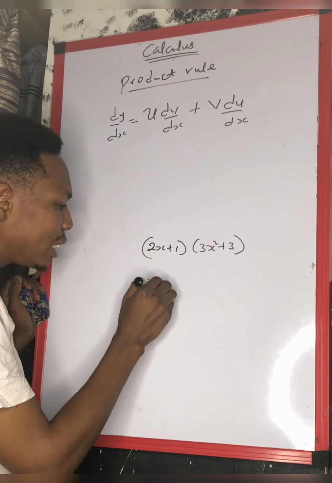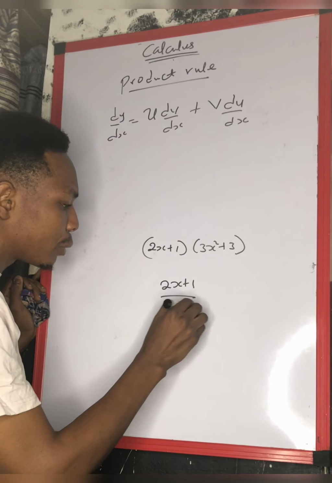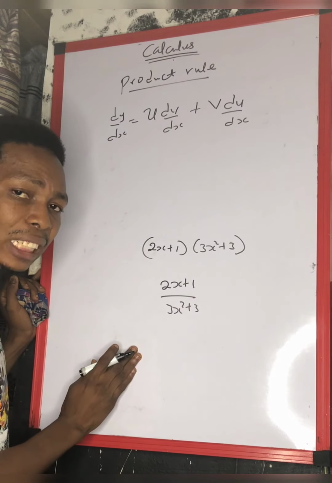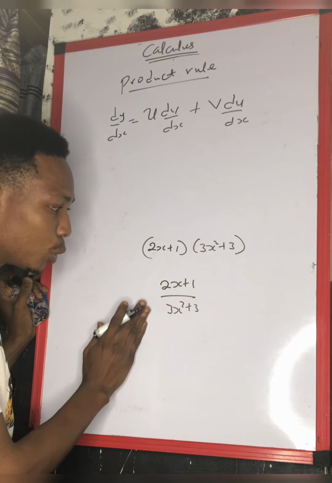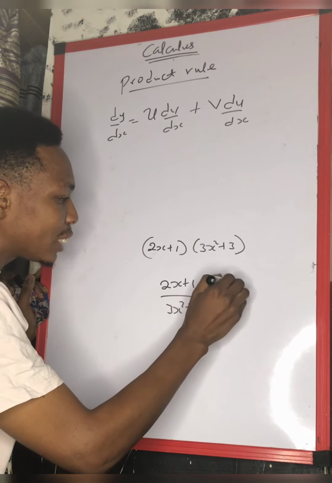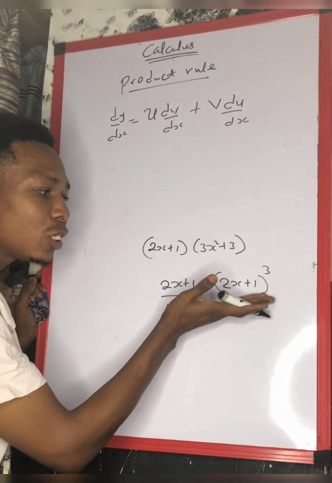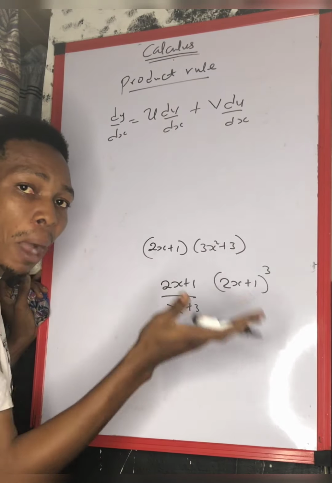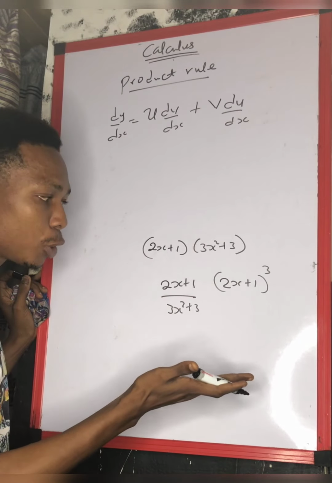But if you are now having (2x + 1) all over (3x squared + 3), you can see this one is dividing each other. The rule to apply is known as the quotient rule. But if you are having something like (2x + 1) raised to the power 3, this bracket is carrying a power. If it's dealing with a power, it's known as the composite rule, or function of a function.